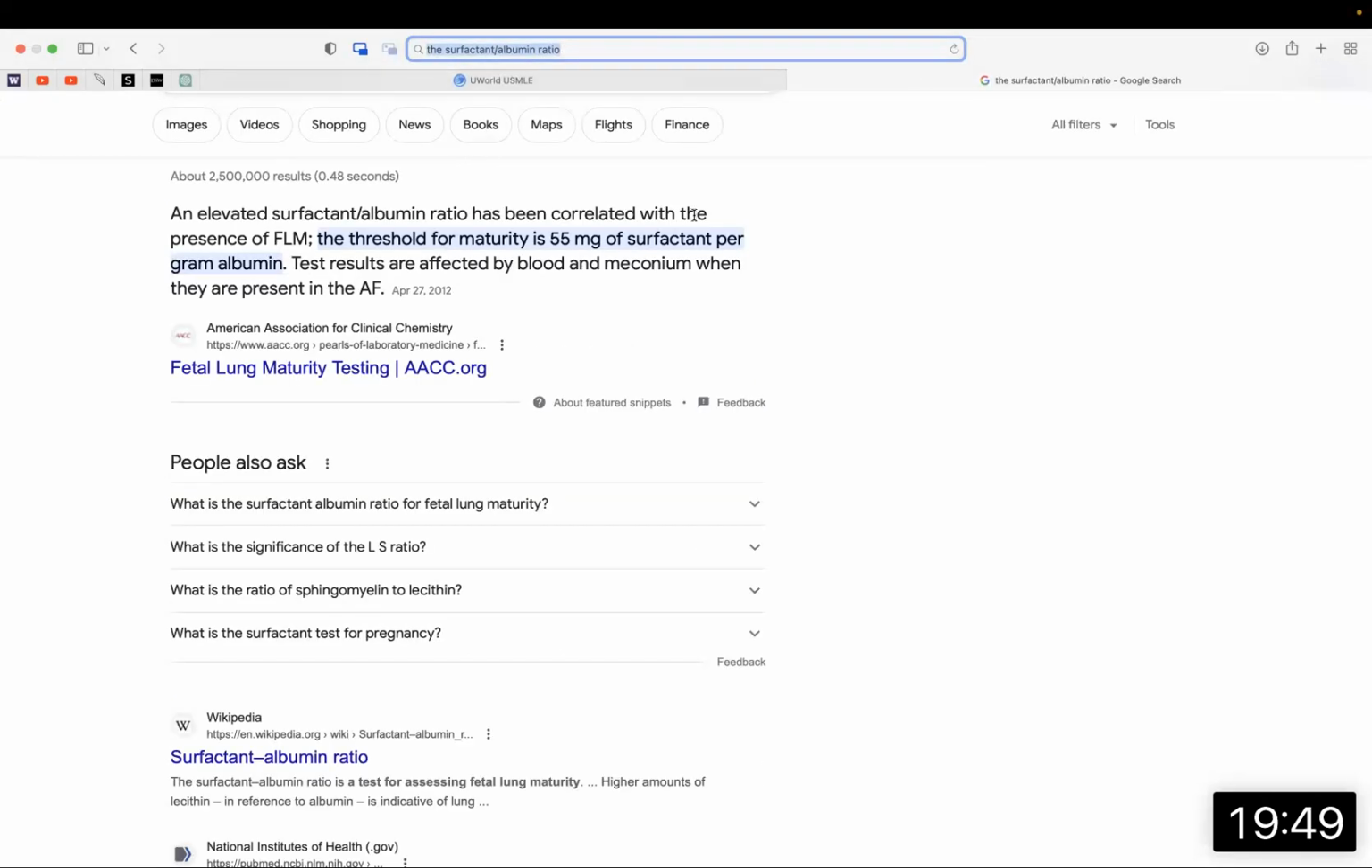Yeah, elevated ratio correlated with fetal lung maturity. 55 mg of surfactant per gram of albumin.